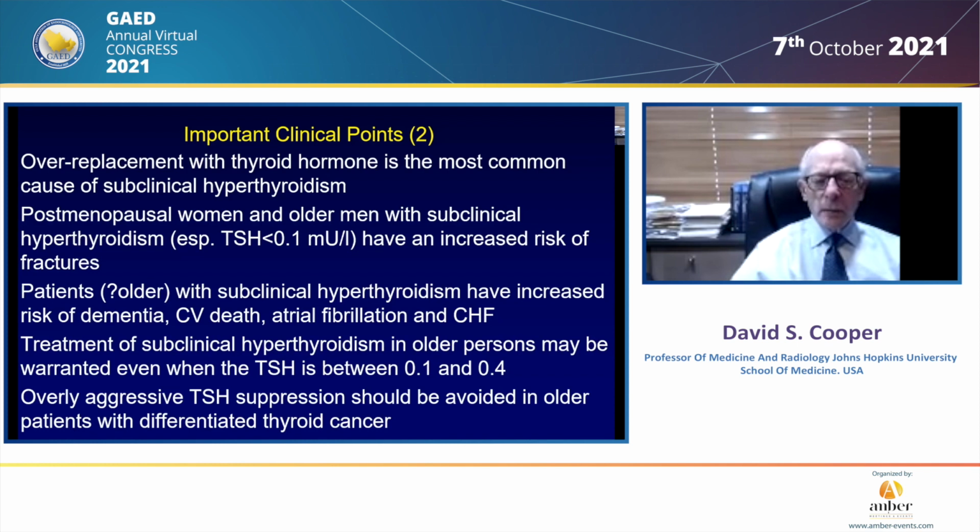And then finally, and importantly, overly aggressive TSH suppression should be avoided in older patients with differentiated thyroid cancer. I showed you they have actually a higher risk of cardiovascular death and atrial fibrillation.